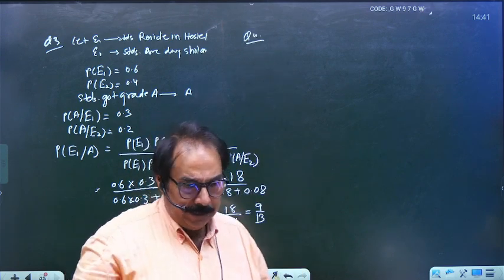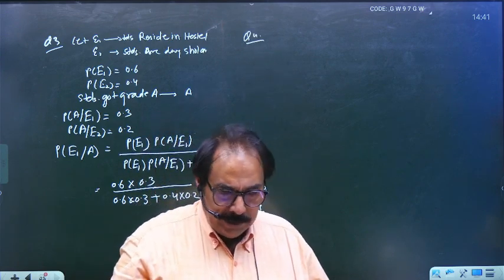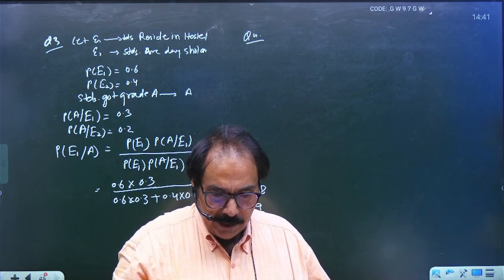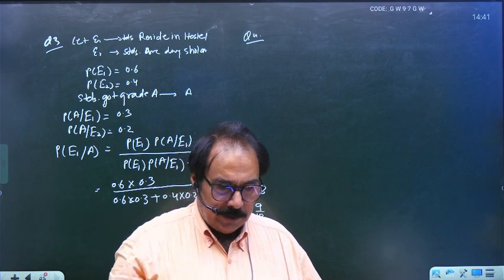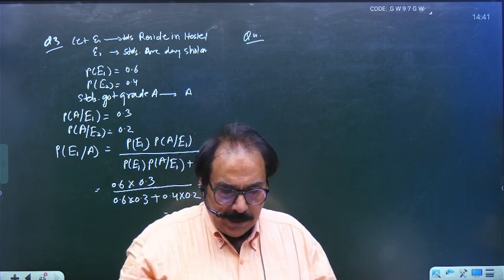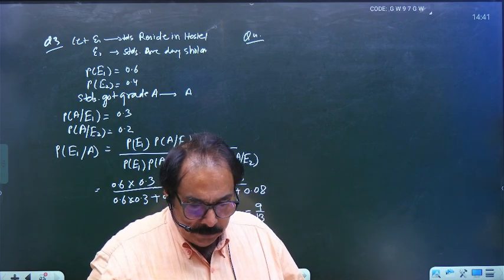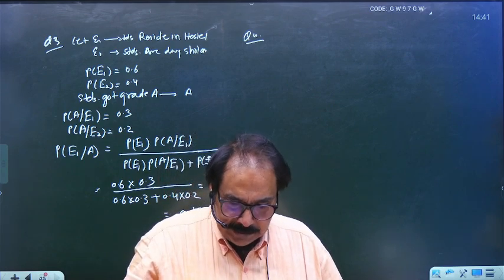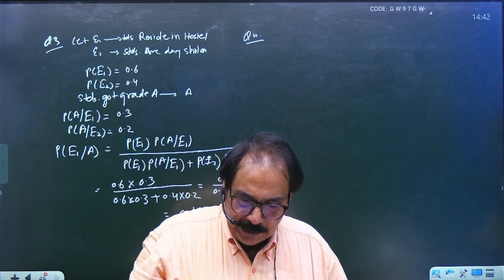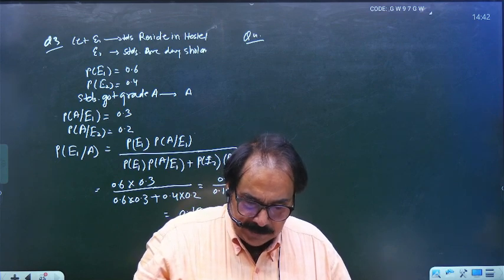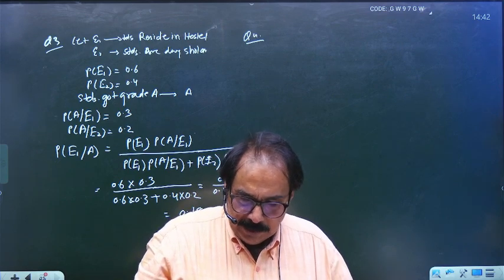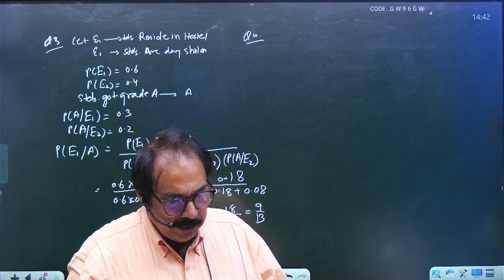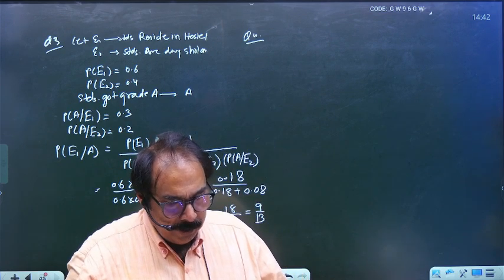And the fourth question is, in answering a question on a multiple choice test, a student either knows the answer or guesses. Let 3 by 4 be the probability that he knows the answer and 1 by 4 the probability that he guesses the answer, assuming that a student who guesses at the answer will be correct with the probability 1 by 4. What is the probability that a student knows the answer given that the answer is correct, right?